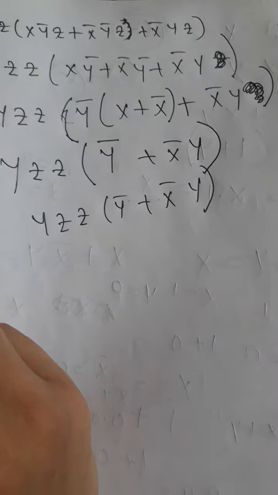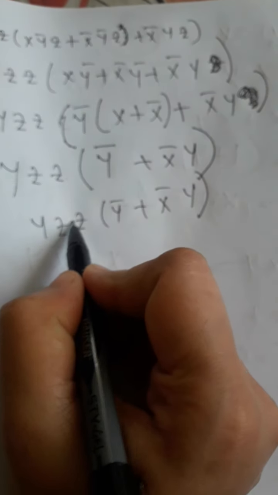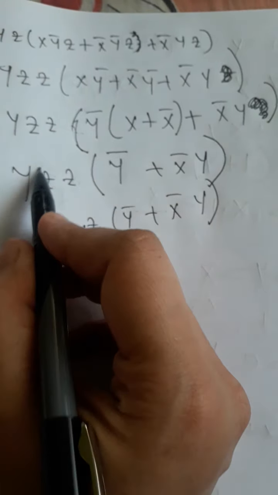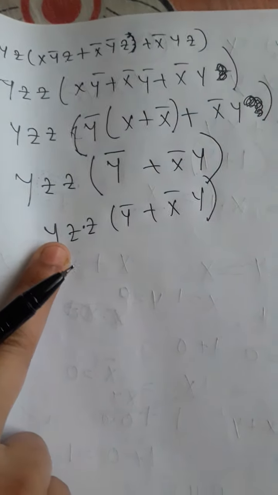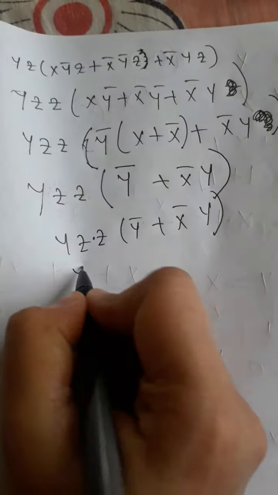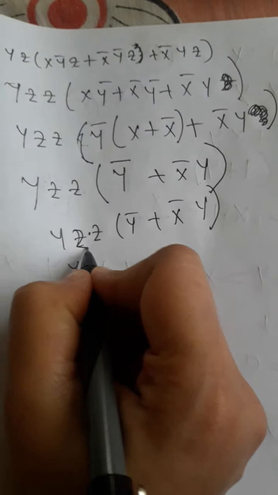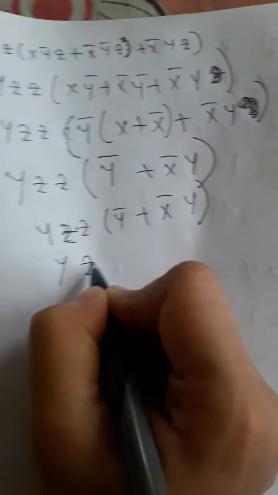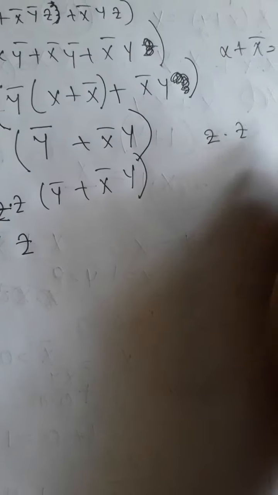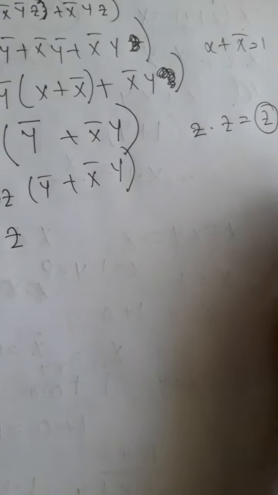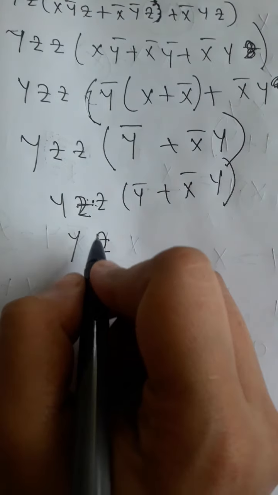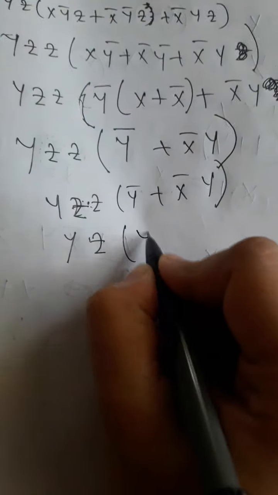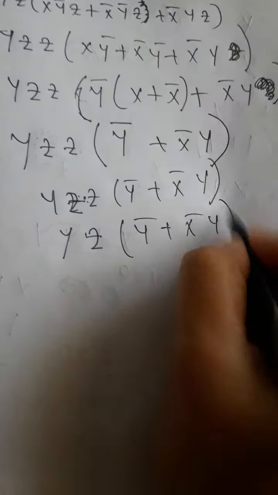Now if we consider z into z, what we know is that if we multiply a variable with itself, the value will always be that variable. So if there is z twice, we take only one z, because multiple occurrences of the same variable are a single variable only. So yz into z will be yz. Now the inner side: y bar plus x bar y.